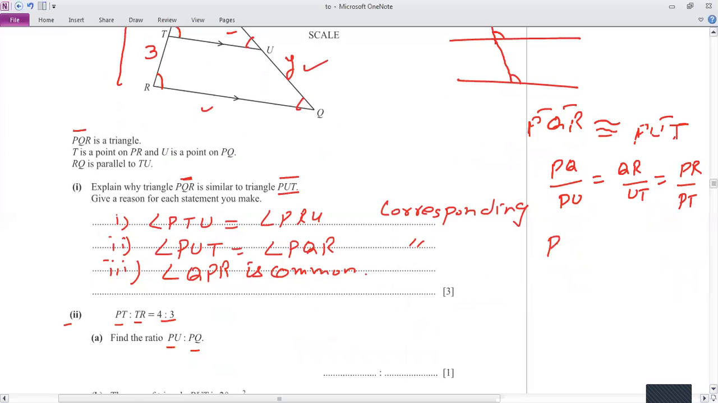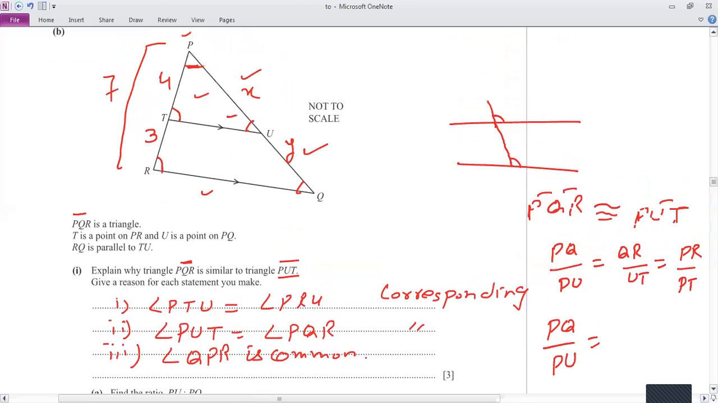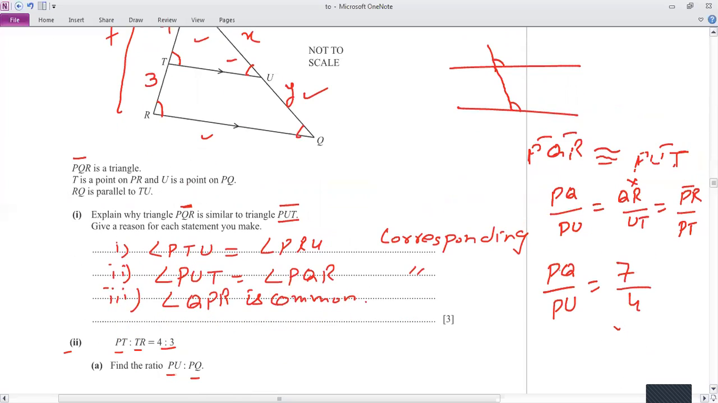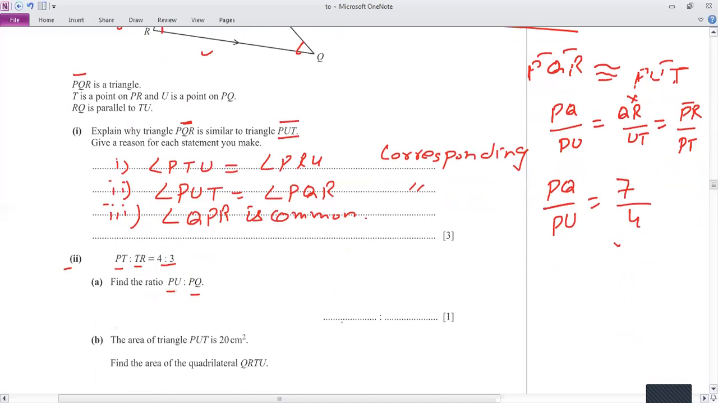So PQ over PU equals QR over UT equals PR over PT. We don't know anything about QR, so we can ignore that. PR is 7 over PT, which is 4. So PQ is 7, PU is 4, and the ratio PU to PQ will become 4 to 7. So we use this property of similar triangles: the ratio of the corresponding sides is equal.